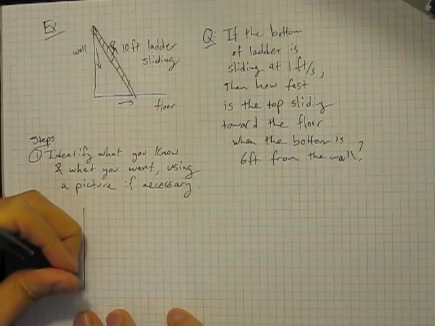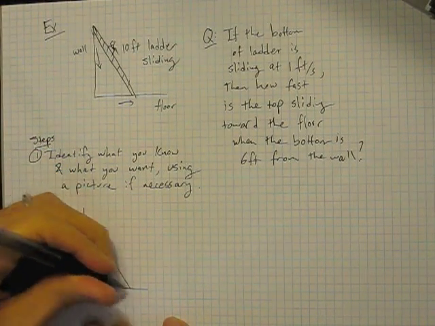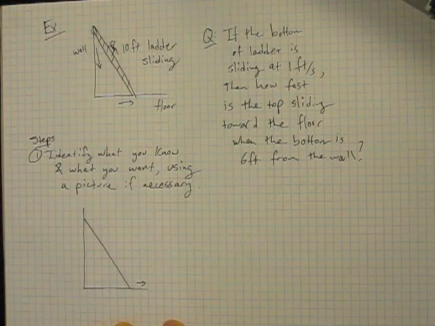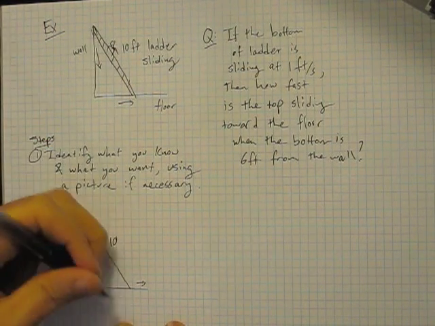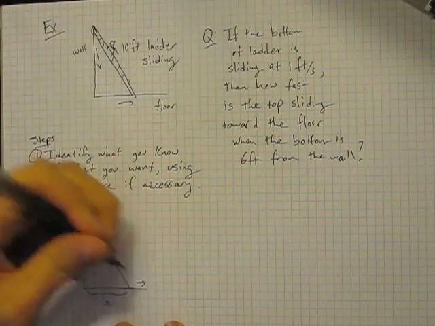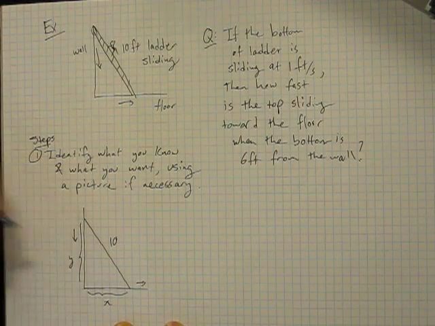So I'm just going to redraw this picture, and I'm going to put some unknowns, some letters here. So this is the letter sliding this way and sliding this way. This length is 10 right here, and then I'm going to call this length something. It's horizontal, so let's just call it x. And the same thing here, this is a vertical length, so let's call it y.